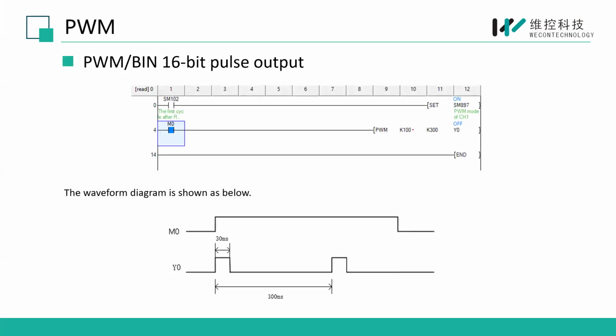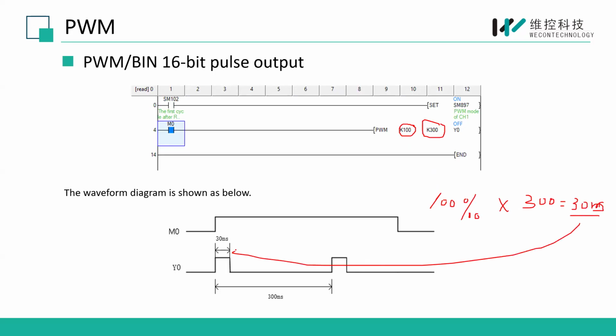Okay, let's see. First, we set 100. 100 is the duty cycle, and the cycle time is 300. So it means 100 of 1000. This is the turn on time.